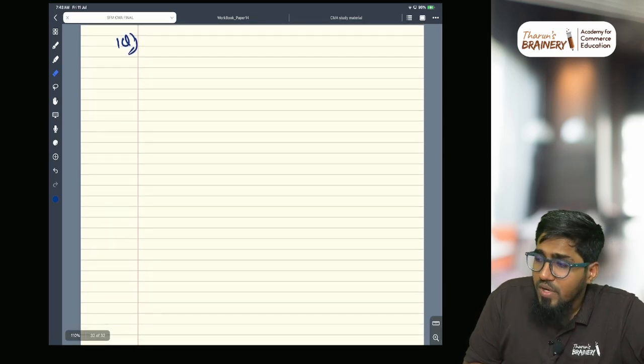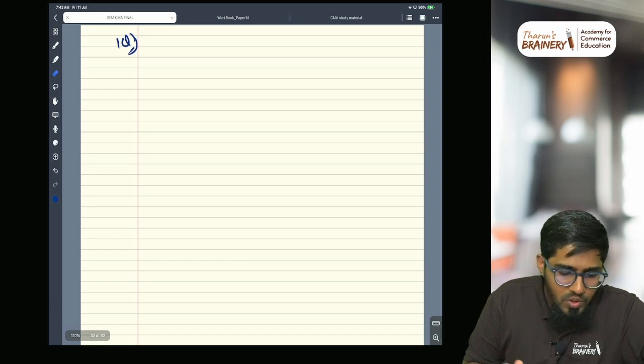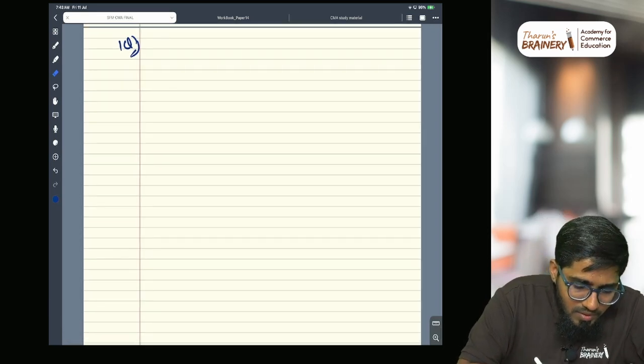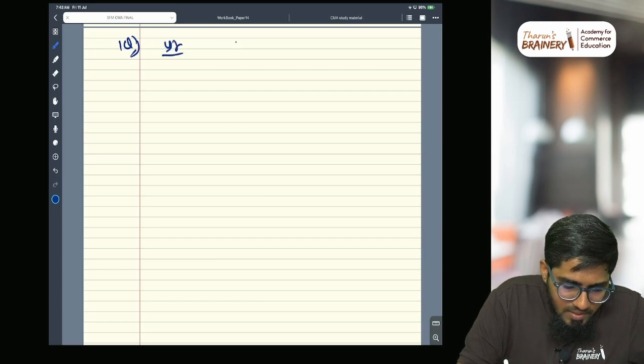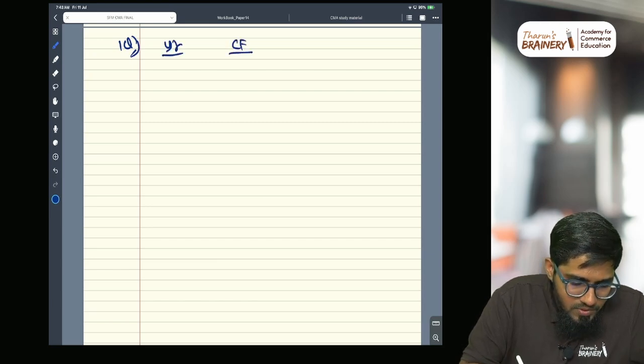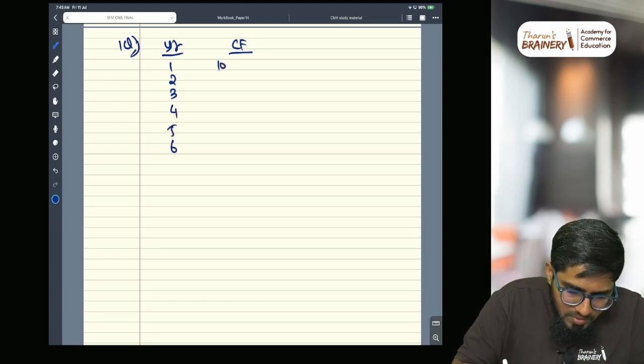You have to calculate both, okay? Payback period and discounted payback period, both you have to calculate. Year and then cash flows: 1, 2, 3, 4, 5 and 6.